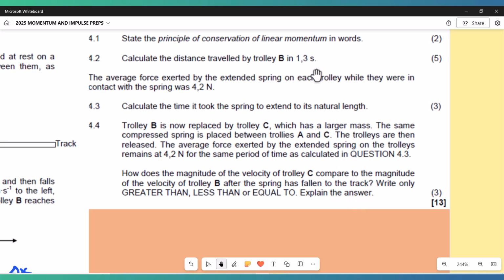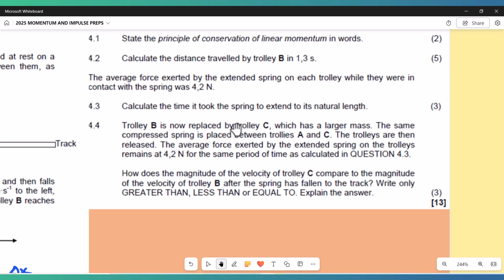They said that that's for distance. They said that the average force exerted by the extended spring on each trolley while they were in contact with the spring is 4,2. Calculate the time it took for the spring to extend to its natural length. I repeat, the average force exerted by the extended spring on each trolley while they were in contact with the spring was 4,2. They say calculate the time it took for the spring to extend to its natural length.